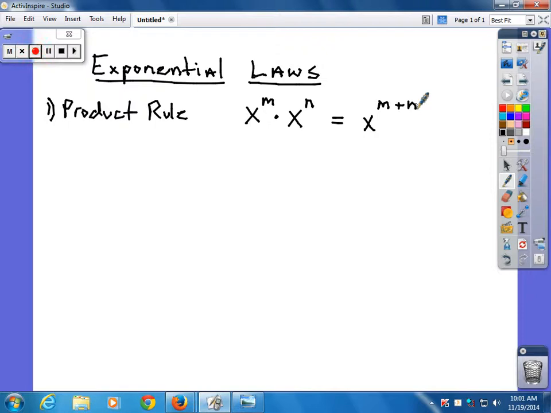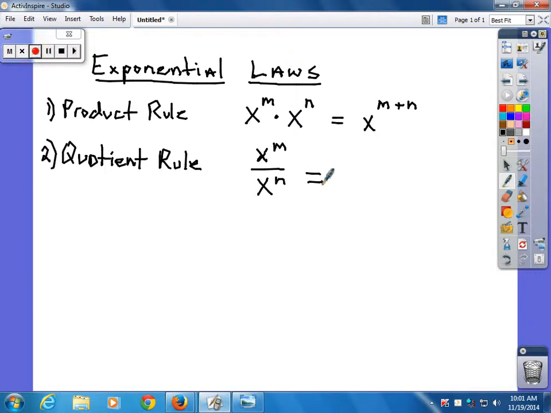The second one, anybody know what the second one's called? Quotient rule. Good. You must have had a good math 102 teacher. Quotient rule. If I have the same bases and I'm dividing, what do I do to the exponents?